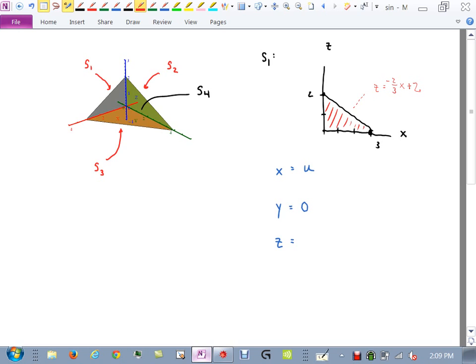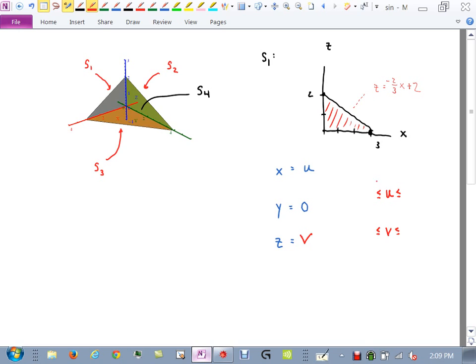But what I'm going to do, and this is where things can be a little bit unnatural, is I'm just going to let z be v, okay? Z is v. X is u, z is v. But what are my restrictions on u, and what are my restrictions on v?